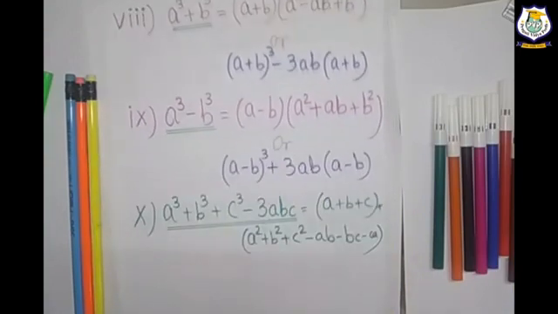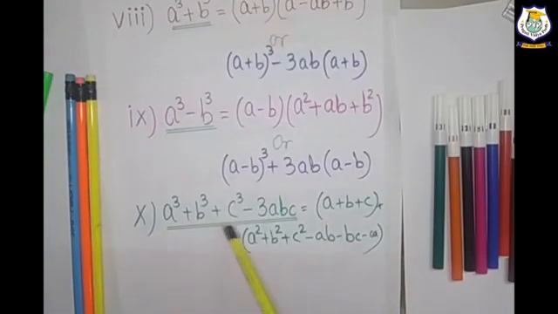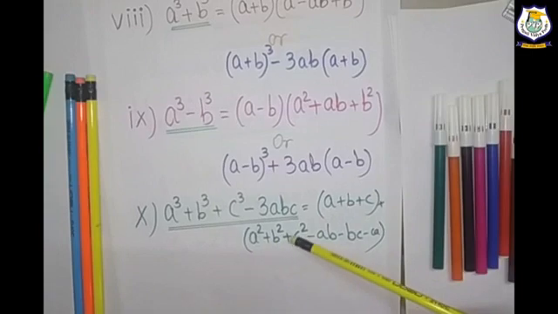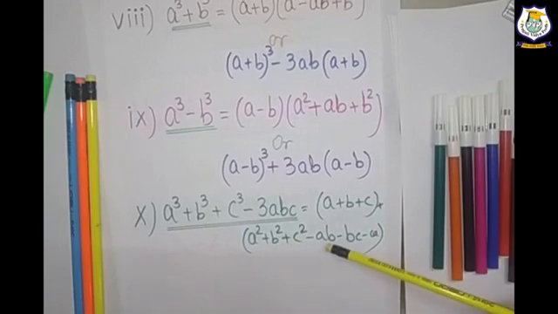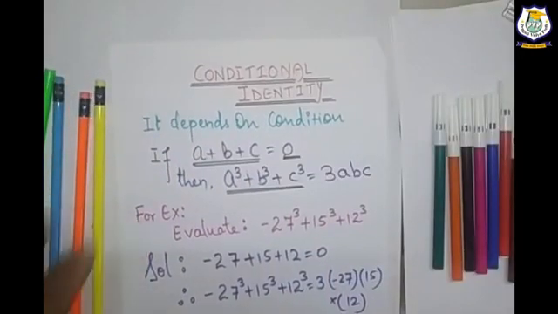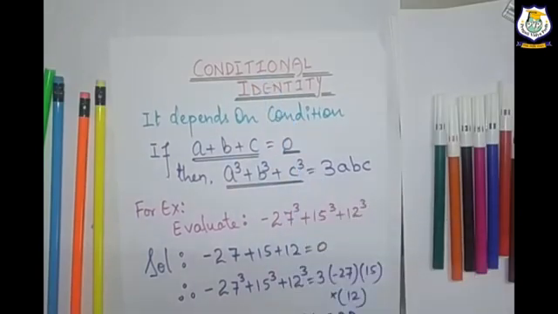Next one is a cube plus b cube plus c cube minus 3abc, which is equal to (a plus b plus c) multiplied by (a square plus b square plus c square minus ab minus bc minus ca). These all 10 identities we have. One more identity we have, but this identity is called a conditional identity.